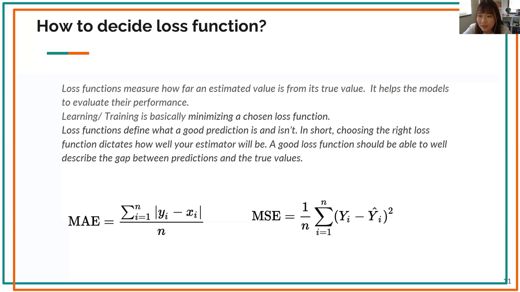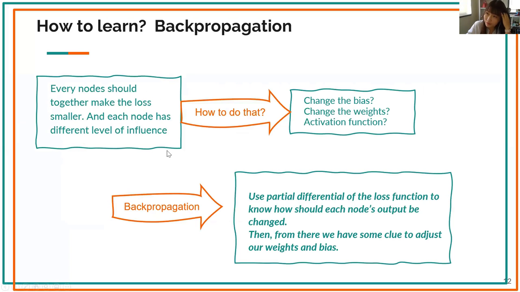Okay, so the first one is called mean absolute error. It's quite simple. It's the mean of the sum of the absolute errors. And the right-hand side is mean squared error. You take the difference between your guess and the true values, square it, and take the average. These two are very well known and popular in the machine learning area. Okay, after we know what that is and what we need to learn, then how do we learn?